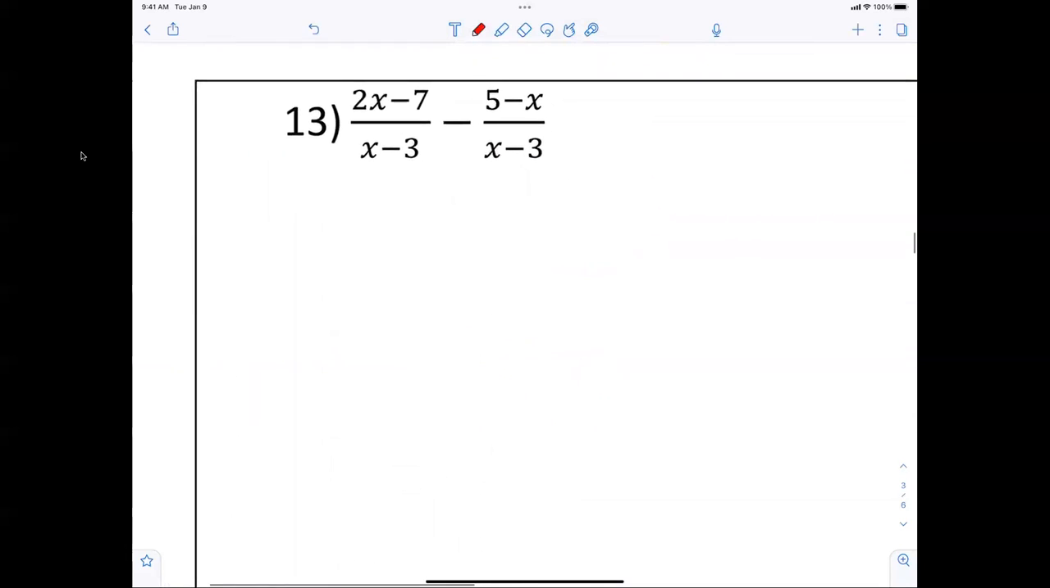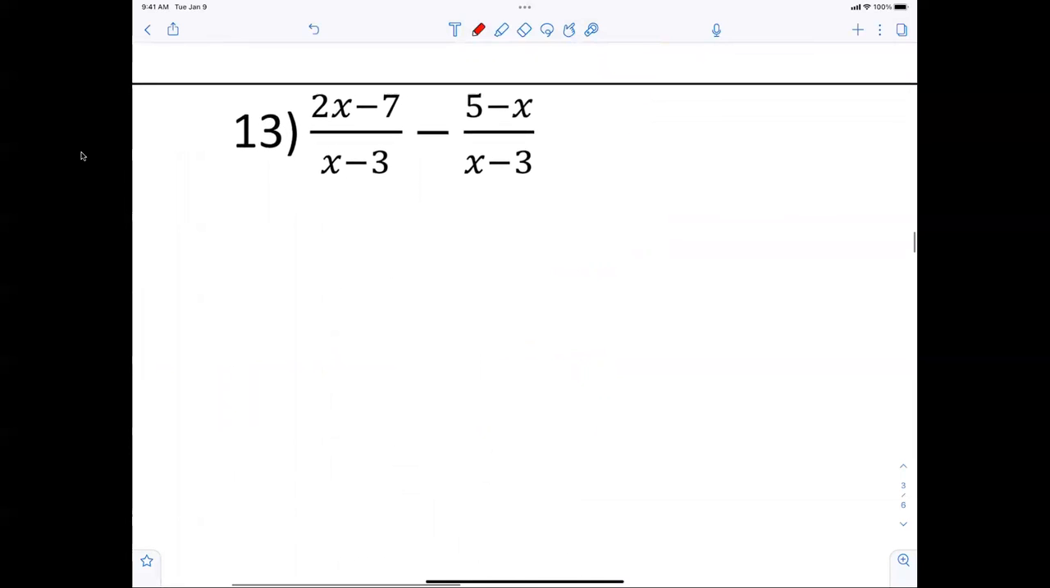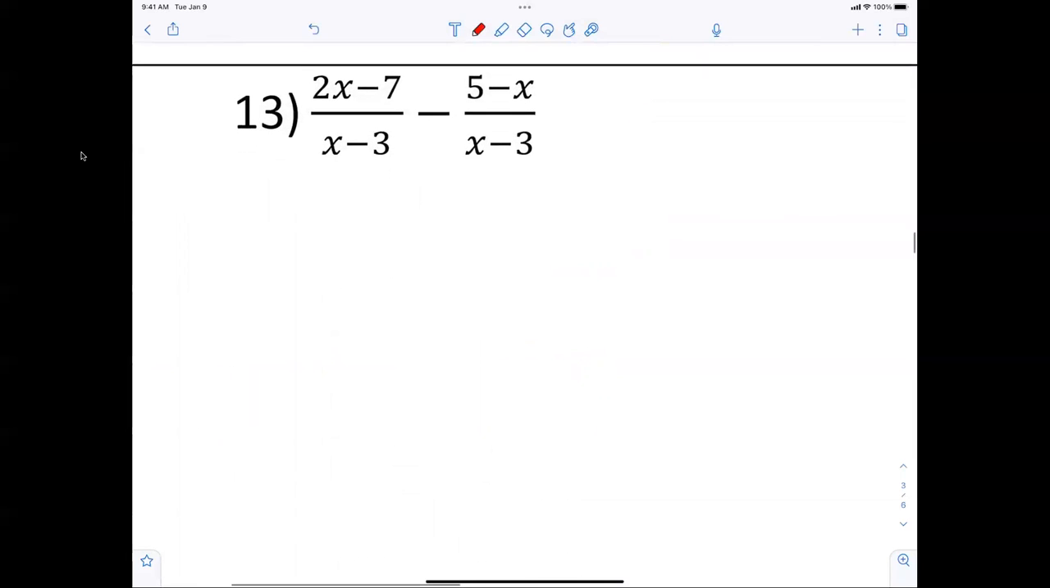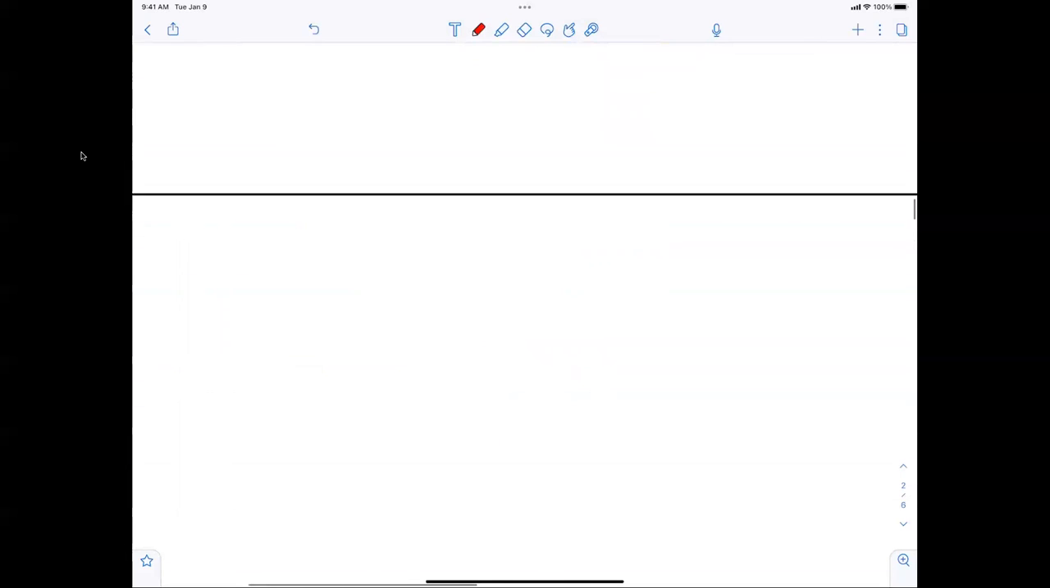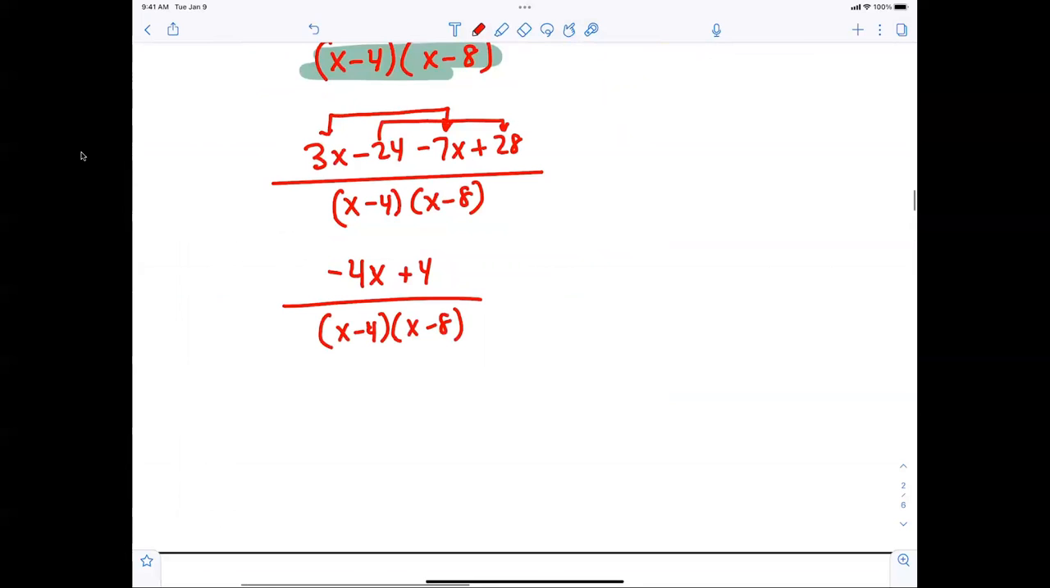Okay, look at 13. Why is this one nice? The bottom's the same. You don't want to multiply this out because I'm trying to see if anything can reduce. If I multiply it out, I can't see if it reduces. Well, how do we find it?